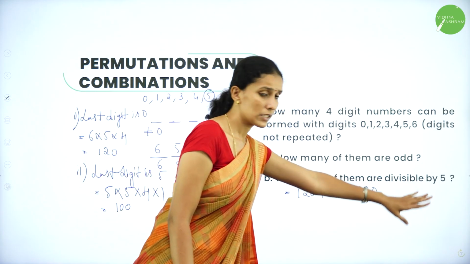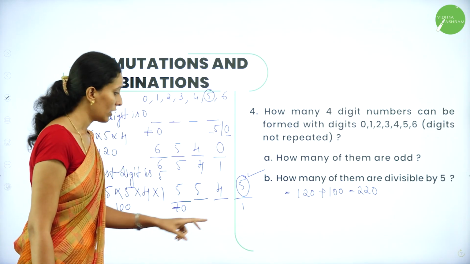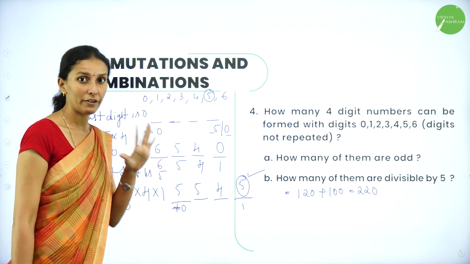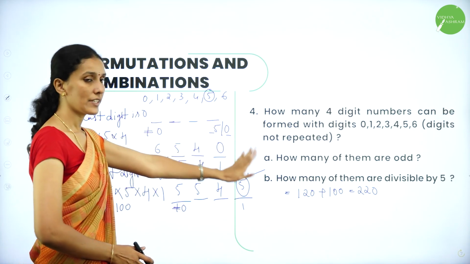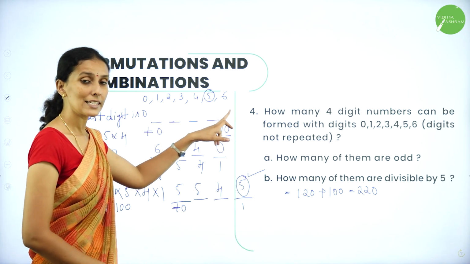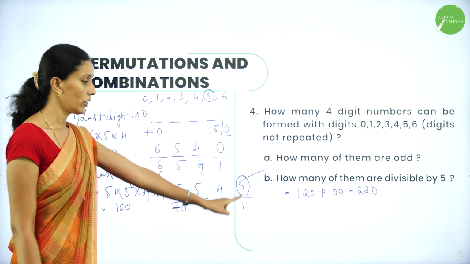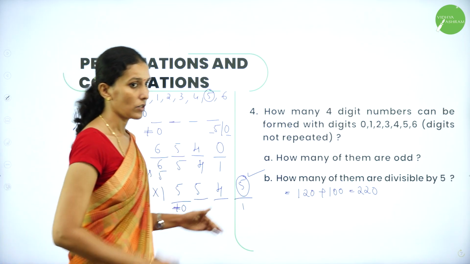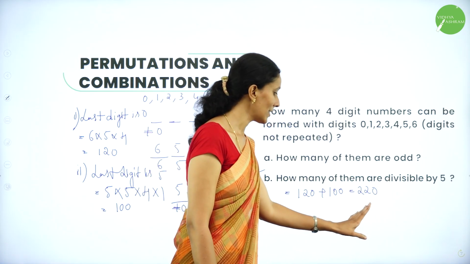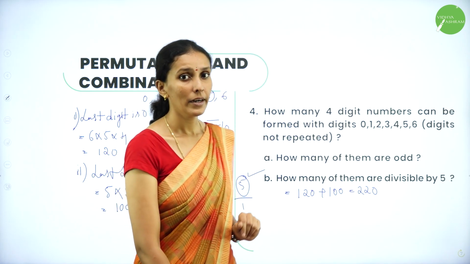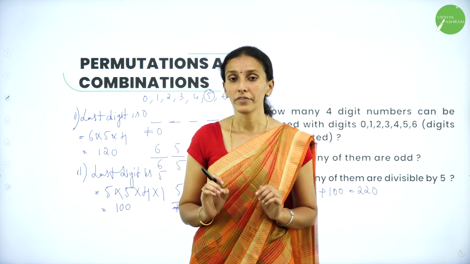See how many of them are divisible by 5? If I take 0 in the last digit, my first place has 6 choices. If I take 5 in the last digit, my first place has only 5 choices. So I have to take two different cases, where my last digit is 0 and where my last digit is 5. When your last digit is 0, the total number of numbers divisible by 5 is 120, and when your last digit is 5, the total will be 100. So the total number of numbers divisible by 5 is 220. So remember about the places where digits have to be placed and the restrictions on the numbers also.